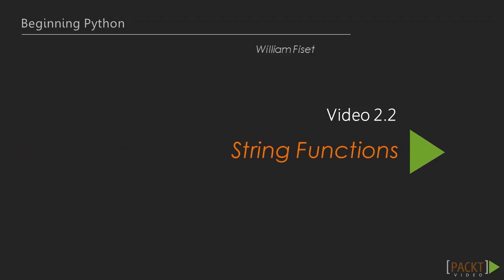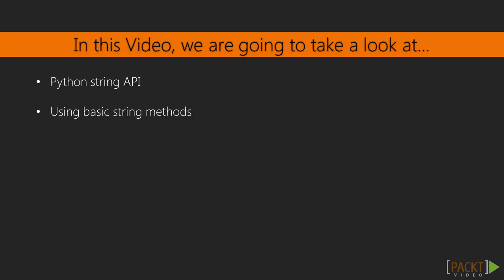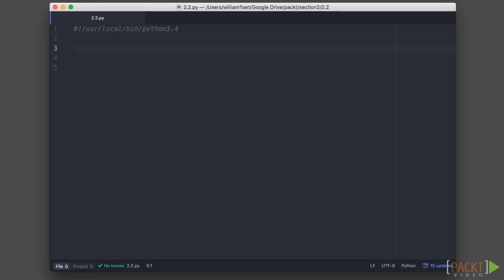Welcome. In this video, we are going to look at some of Python's built-in string functions. We will be taking a look at the Python string API, and then from there, we will be able to use string methods to manipulate our strings. Let's see how this is done. We want to start using string functions and methods to manipulate some of the strings we create in Python. So let's see how to do this with an example.